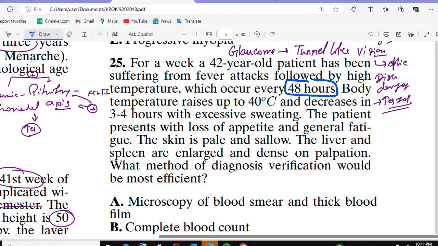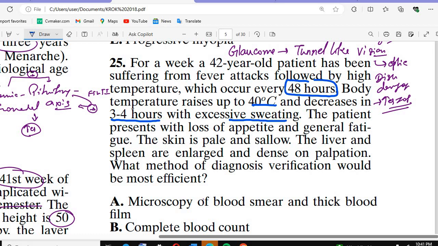Sometimes the patient feels so much shivering or cold. Body temperature rises up to 40 degrees Celsius and decreases in 3 to 4 hours, with excessive sweating, the cold sweating. The patient presents with loss of appetite and general fatigue. The skin is pale and yellow. The liver and spleen are enlarged and dense on palpation.